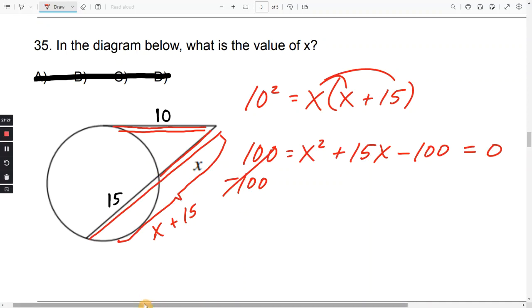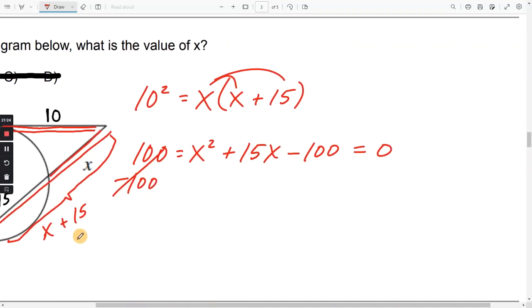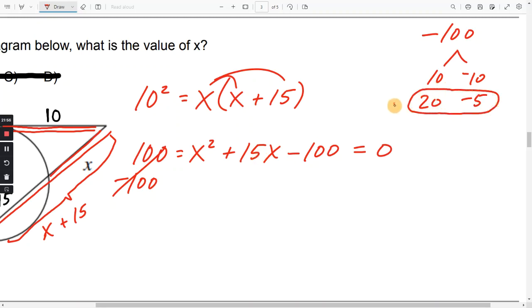Now we can factor or use quadratic formula. Okay, I'm going to try factoring. So we need two numbers that multiply to negative 100 and add to 15. So I'm going to write out the factors for negative 100. We have 10 and negative 10. That adds to 0. Okay, let's see. What if I double this and take half of this? So double the 10 and take half of negative 10. 20 plus negative 5 is positive 15. So that's it. 20 and negative 5. So I'm going to rewrite this as two binomials.